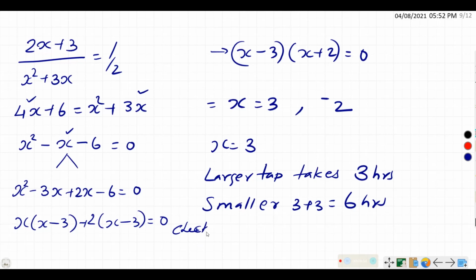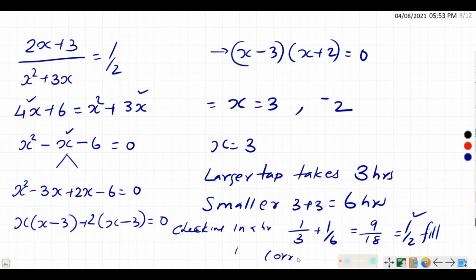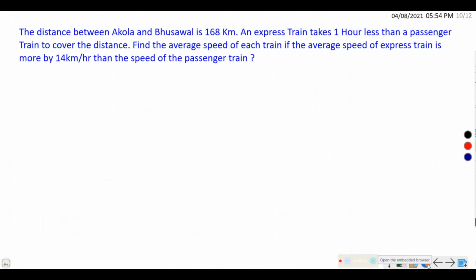If you wish to check the answer, we said that if it is 3 hours, 1 upon 3 will be filled in 1 hour, and 1 upon 6 will be filled in 1 hour, by both taps together. It will be 9 upon 18, which is equal to 1 upon 2. So this became true that half tank will be filled in 1 hour. That means the full tank will be filled in 2 hours. So our earlier assumption 1 upon x plus 1 upon x plus 3 proved.